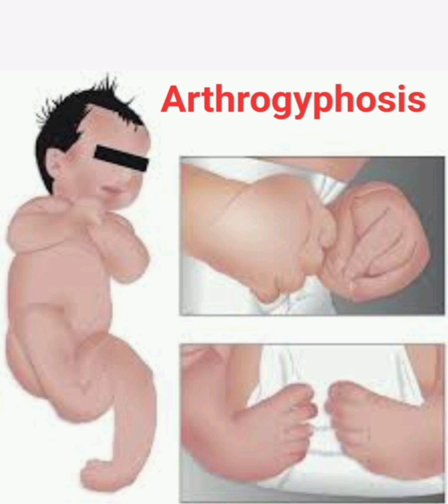Now intrinsic causes are neurological: anencephaly, neural tube defects, anterior horn cell defects; muscular: congenital myopathy, myotonic dystrophy, myasthenia gravis; skeletal: synostosis, prenatal joint fixations. So these are the causes of arthrogryposis.